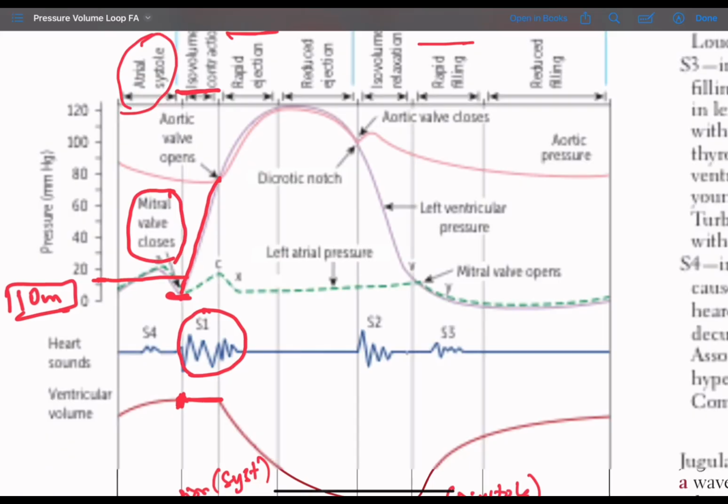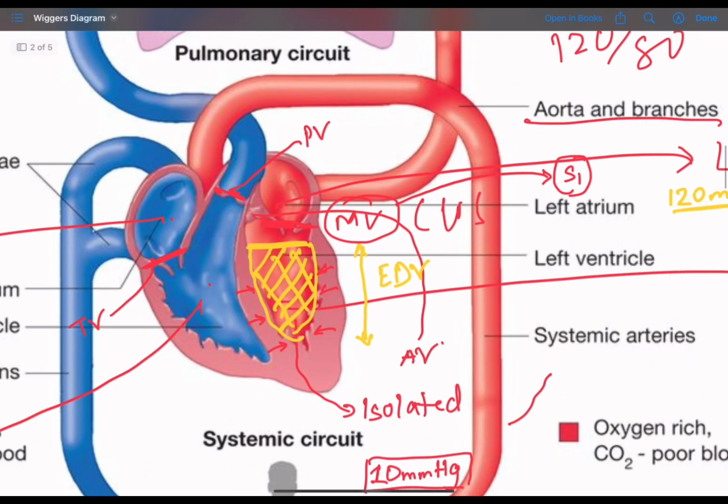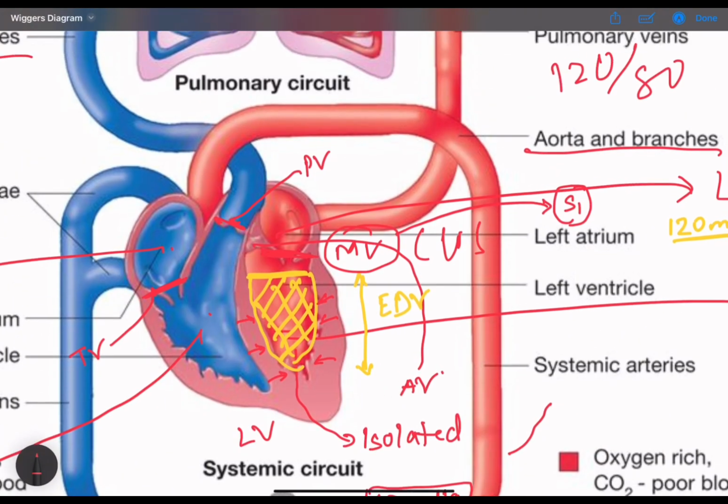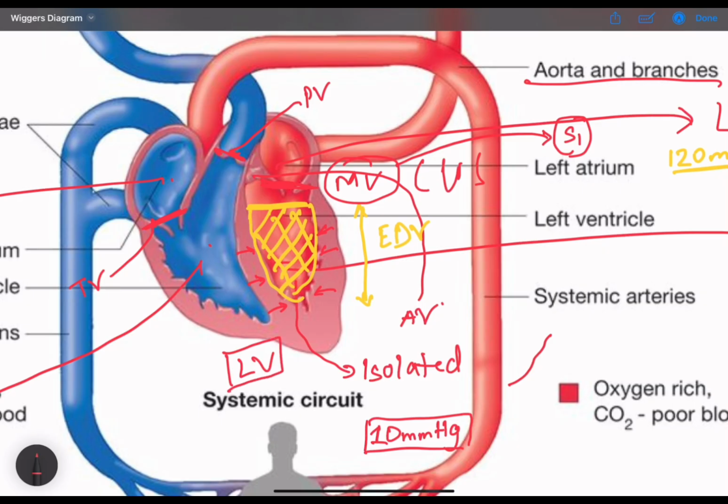So what happens at this phase? Now we have closure of the mitral valve. At this particular instant, the left ventricle is an isolated chamber because the mitral valve is closed, which means it has lost its connection with the left atrium, and the aortic valve is still closed, so it is not connected to the aorta either, and it is working as an isolated chamber. The blood is still the end diastolic volume, the blood hasn't left the left ventricle, and the left ventricle is contracting and the pressure is increasing. So this phase is known as isovolumetric contraction.